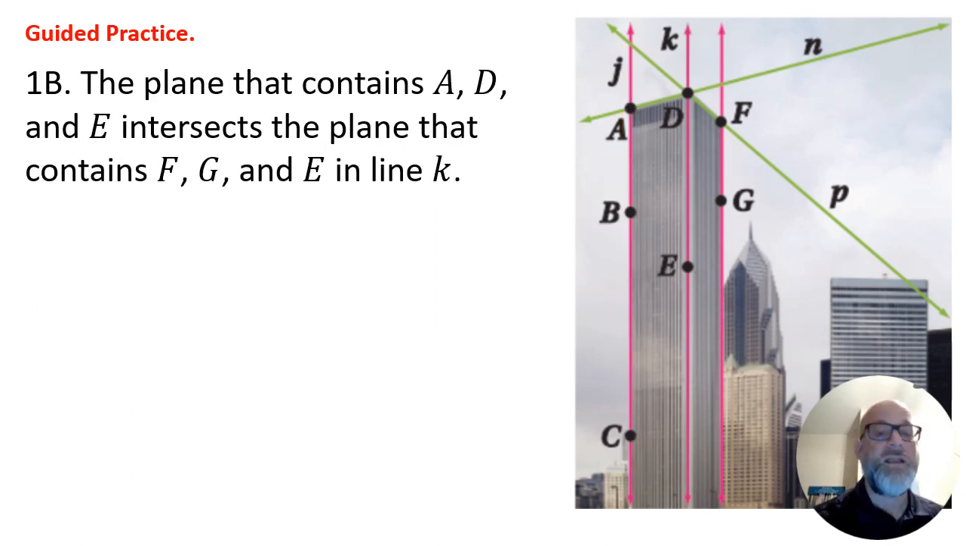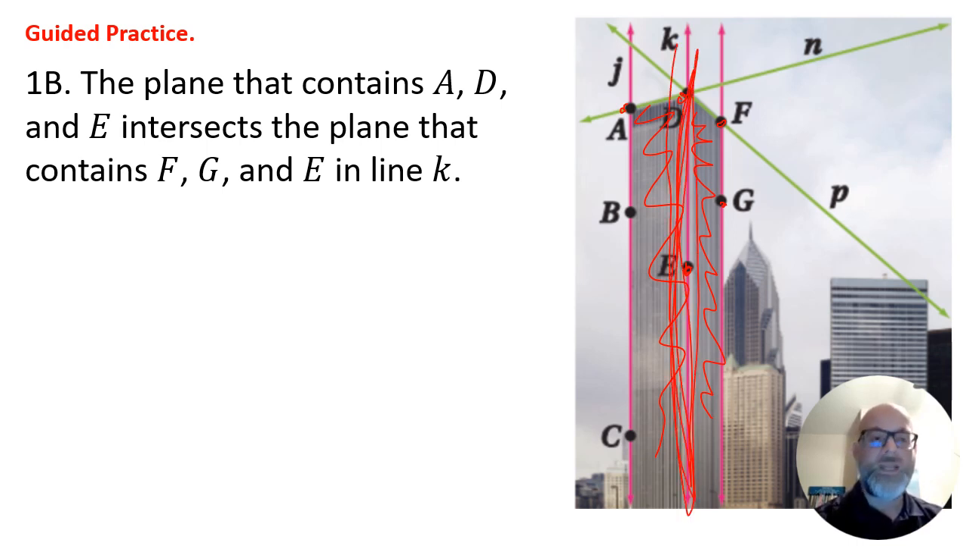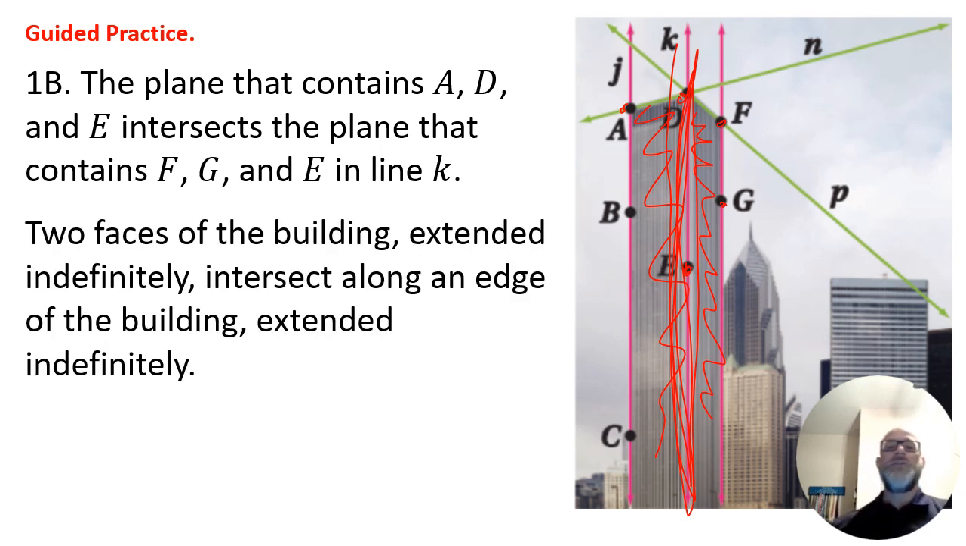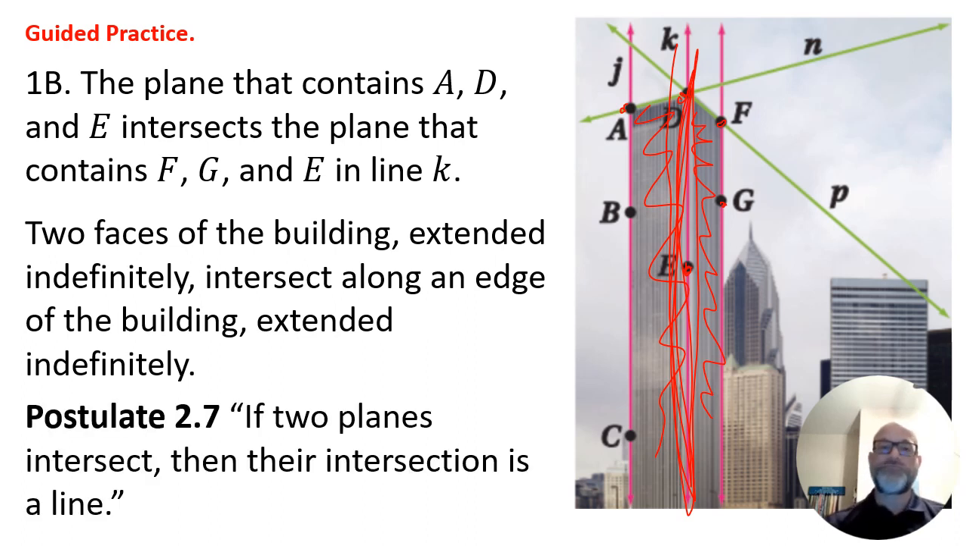Okay, next. Try this one on your own. Come on back. The plane that contains A, D, and E, this plane, folks, intersects the plane that contains F, G, and E. That's this plane, folks. In line K. Yeah, we can clearly see this is true right here. How would you describe that to a layperson? Two faces of the building, extended indefinitely, intersect along an edge of the building, extended indefinitely.